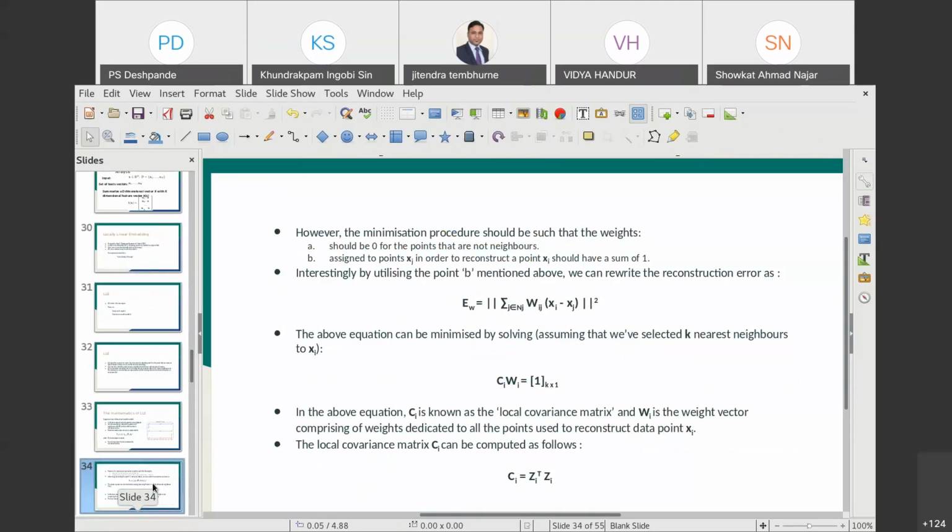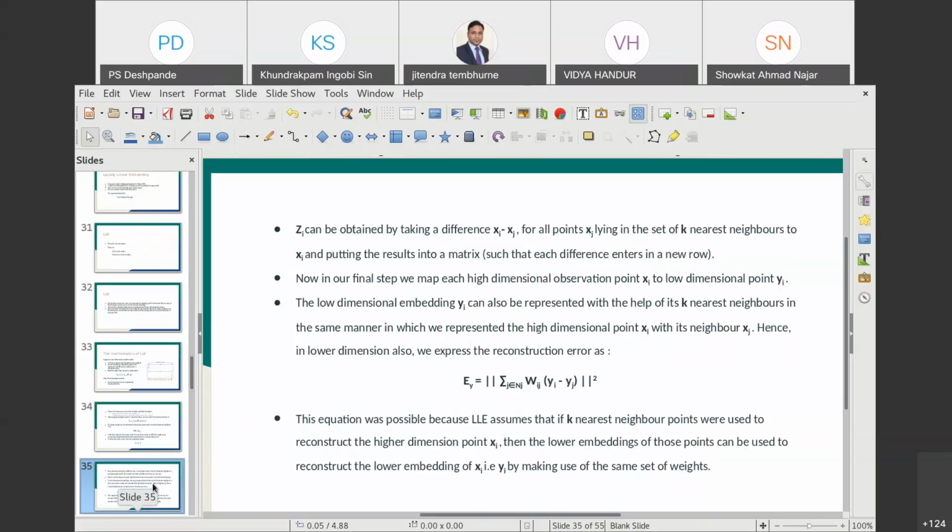Then for each neighbor, we determine the weightage. Suppose there are two neighbors, but one neighbor is very near, so it has a high weightage, and the other neighbor has a low weightage. So you will have the weightage calculation; we'll see how it is done. Then you will have the representation in the lower dimensional space, and we try to have this representation similar to your original d dimensions.